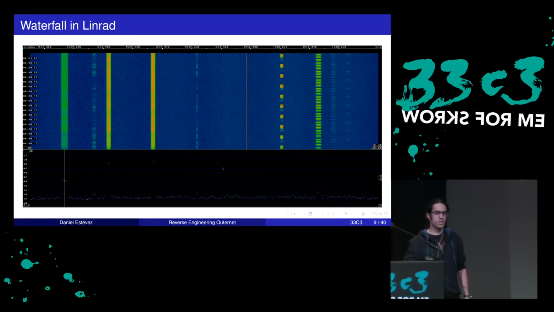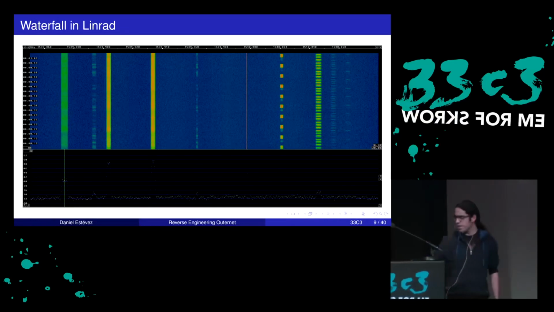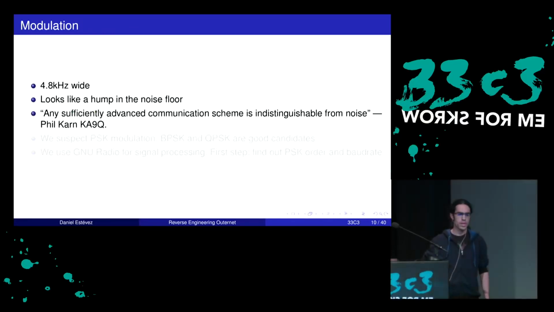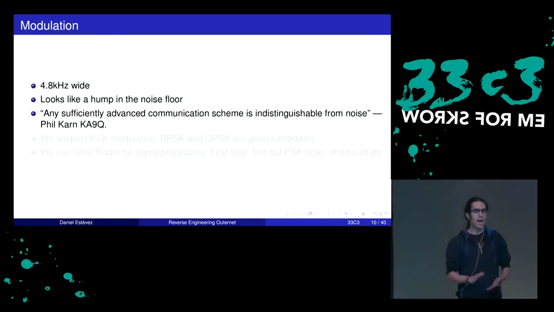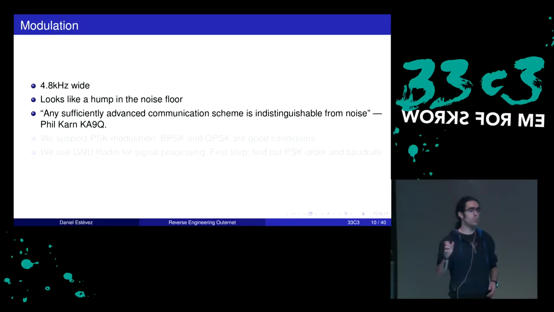So this is the first thing you see, just the waterfall. And in the waterfall, the only thing we can see, apart from signal strength, which is okay in this recording, is that it's 4.8 kilohertz wide. And there's no feature, there's no pattern in the waterfall. So it just looks like a hump in the noise floor, something which is 4.8 kilohertz wide and just above the noise floor.